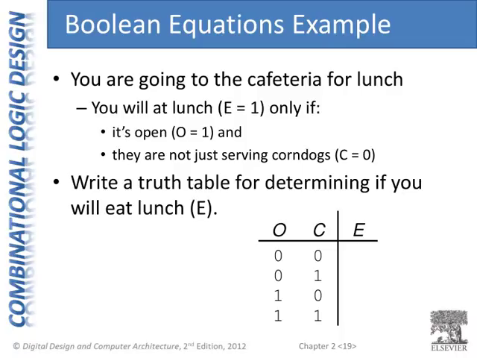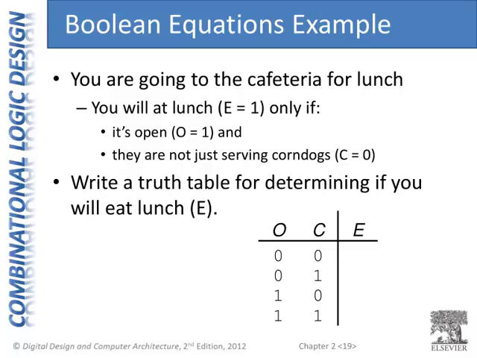Okay, so now we have two ways of writing our Boolean equations to specify a function. So the truth table specifies a function, and we can also write it in the form of a Boolean equation. So let's go to an example here.